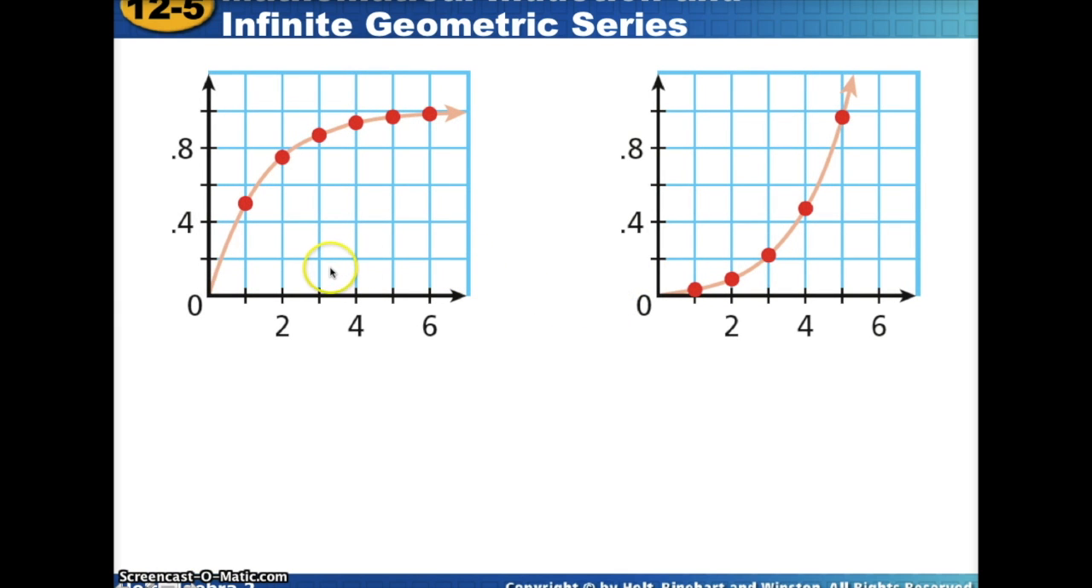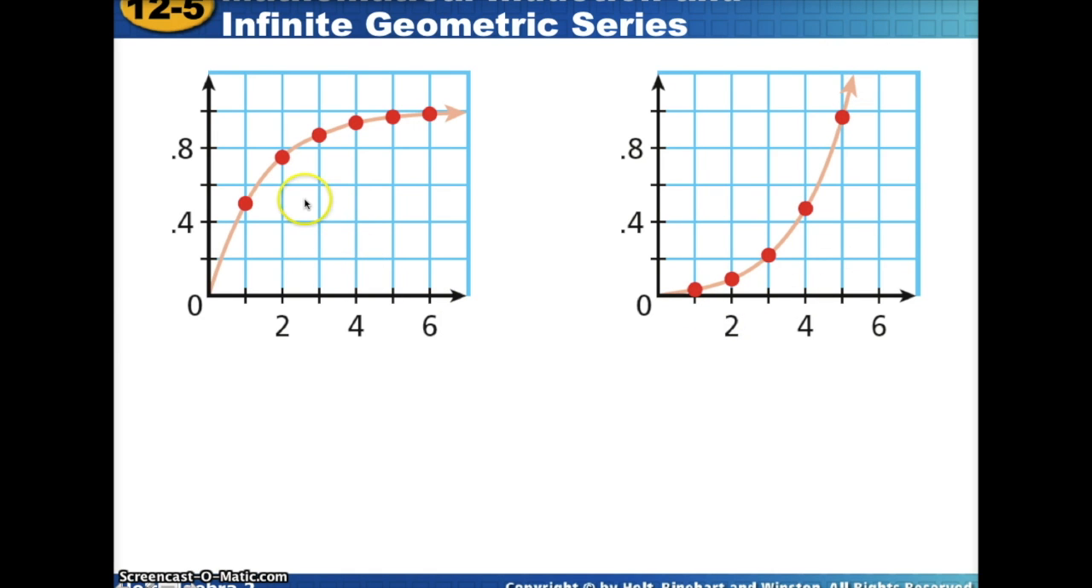Here's an example, a graph of the first one. And here is a graph of the second one. Now you'll notice that as the number n gets bigger and bigger, this graph starts to level out, it looks like, at 1. This graph, as n gets bigger, looks like it is just getting bigger and bigger.